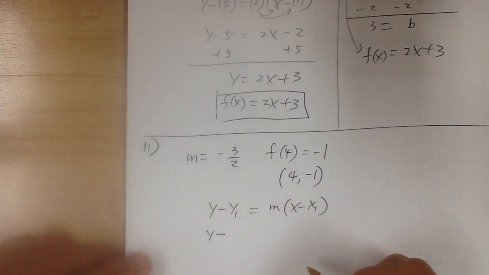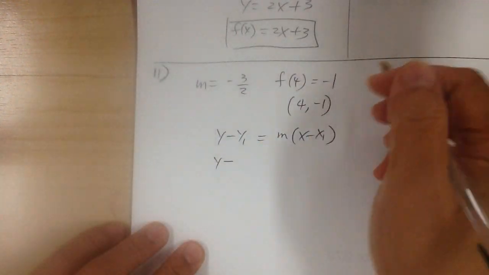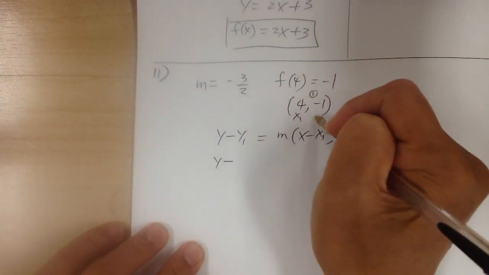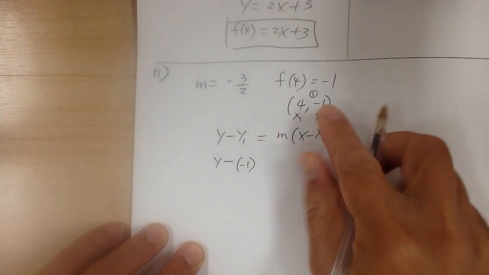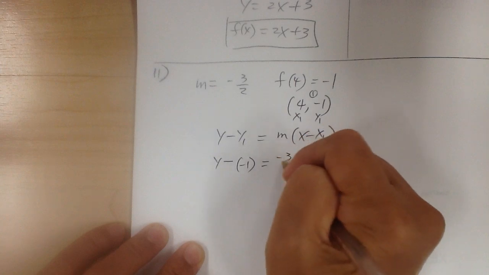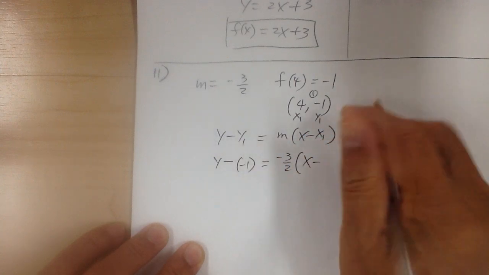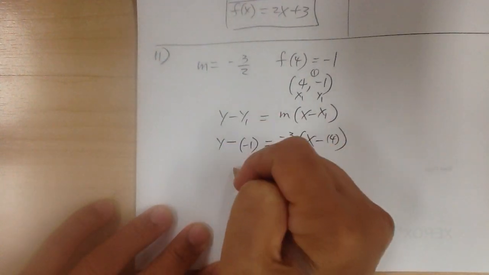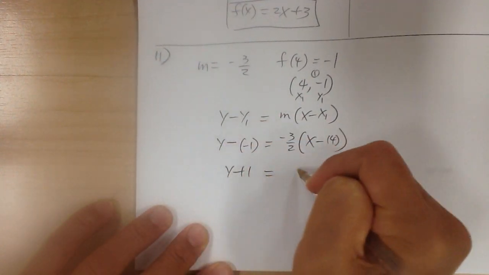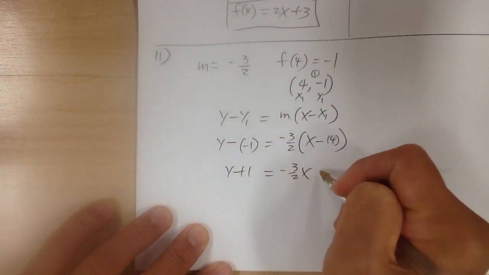So y minus, it's your first point, so that's your x1, y1. So y1 is negative 1, slope is negative 3 over 2, and x1 is 4. Okay, so let's work it out. So you got y plus 1 equal to negative 3 over 2 times x minus 4.